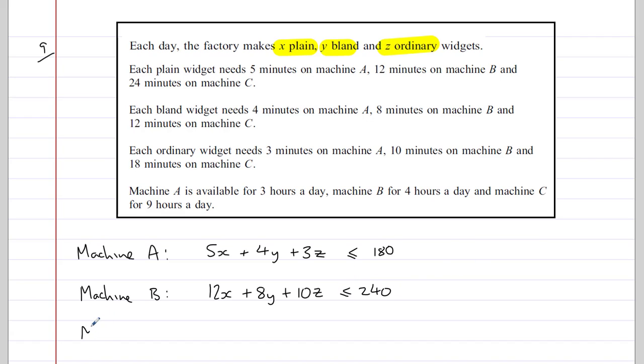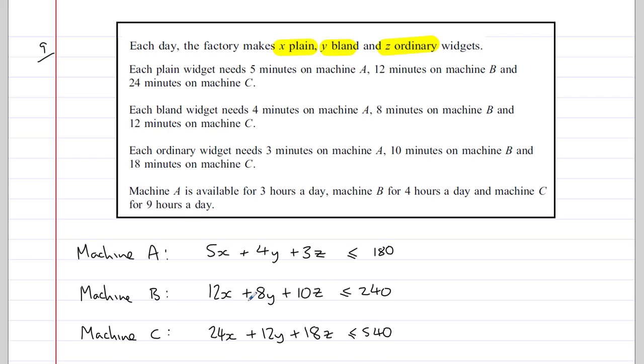For machine C, each plain widget requires 24 minutes, so that's 24 multiplied by X. For the bland widgets, we need 12 minutes on machine C, so plus 12y. An ordinary widget needs 18 minutes on machine C, so plus 18z. The total time available on machine C is 9 hours a day, and 9 times 60 is 540.